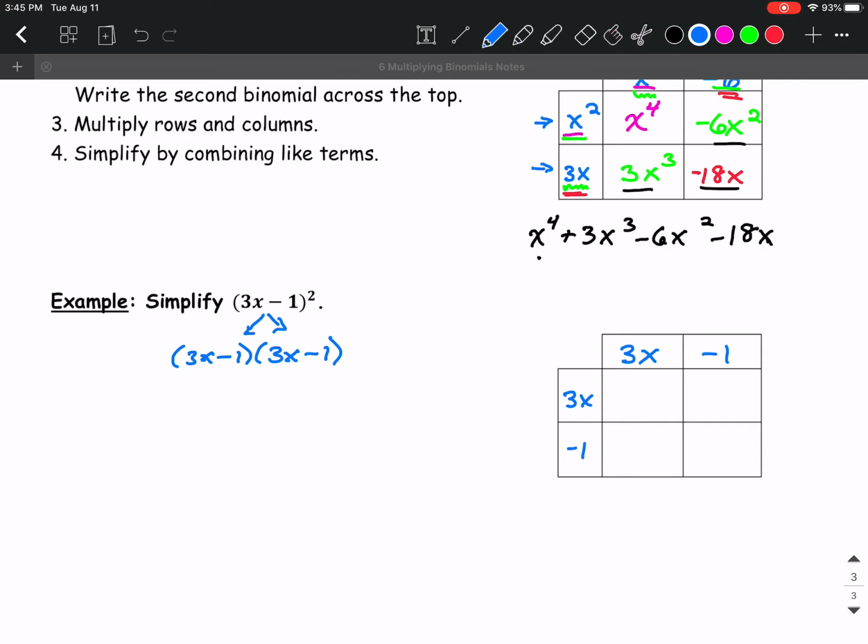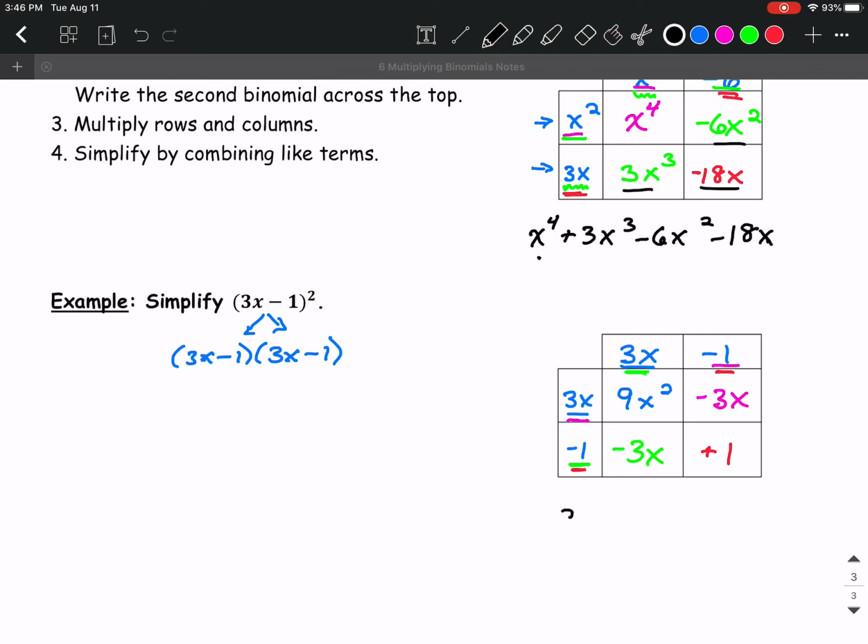Now we multiply. 3x times 3x is going to be 9x squared. Then we're going to do 3x times negative 1. That's negative 3x. Then we're going to go to the next row. Negative 1 times 3x is negative 3x. And finally, negative 1 times negative 1 is positive 1. Some people even like to write that plus sign to remind them. That's perfect, okay? Don't worry about it. That's absolutely perfect.